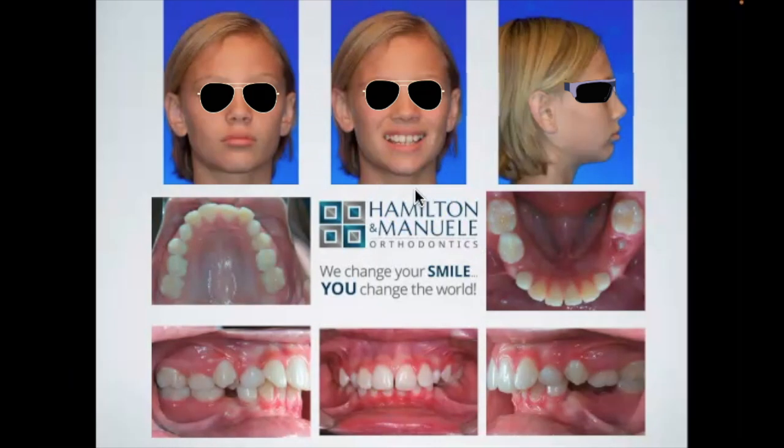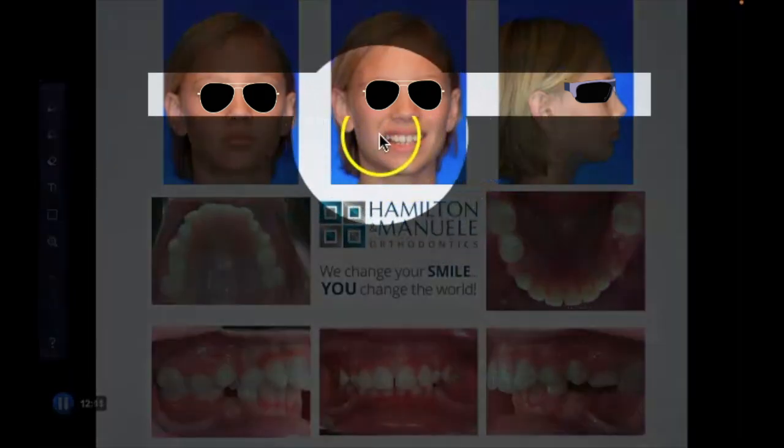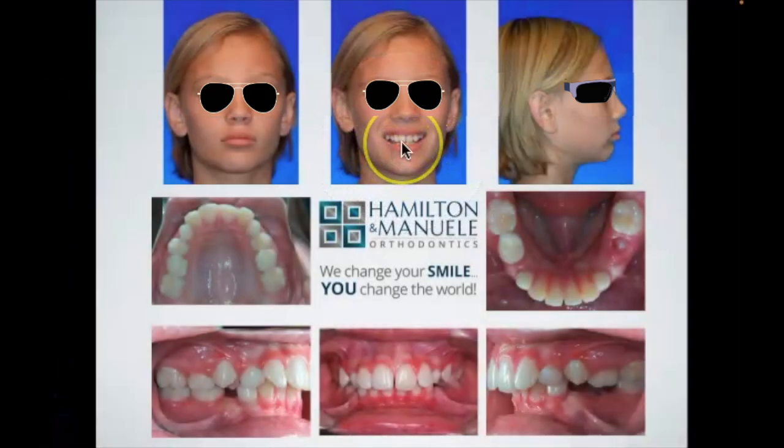What else do you like? Yeah, the smile. They have some natural smile arc here, and they have a pretty appropriate amount of gingival display. They're showing all the teeth and just a little bit of the gums. Could it be a little bit more? Yes. Is she smiling all the way? I don't know. We'll get a little more of an idea when we look at the Ceph. So those are some good things.